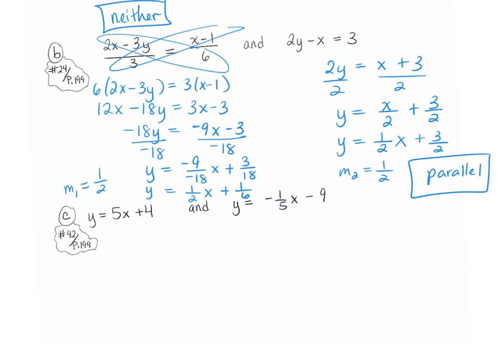Okay, very good. Part C, you have y equals 5x plus 4 and y equals negative 1/5 x minus 9. Are these lines parallel, perpendicular, or neither? Perpendicular, very good. Why? Because negative 1/5 is the negative reciprocal of 5. So m sub 1 equals 5, m sub 2 equals negative 1/5. They are negative reciprocals. So yes, these lines are perpendicular.